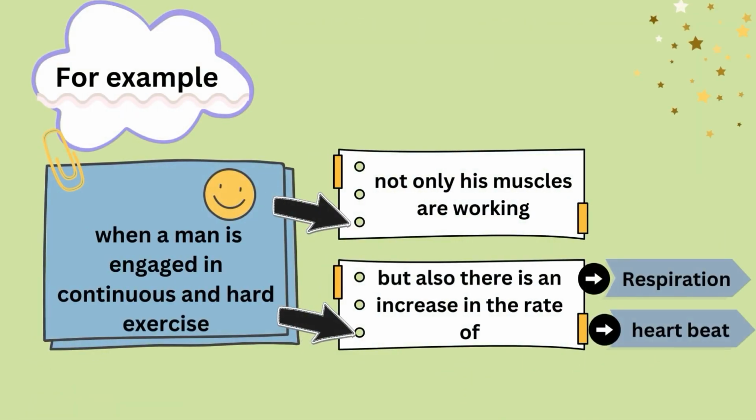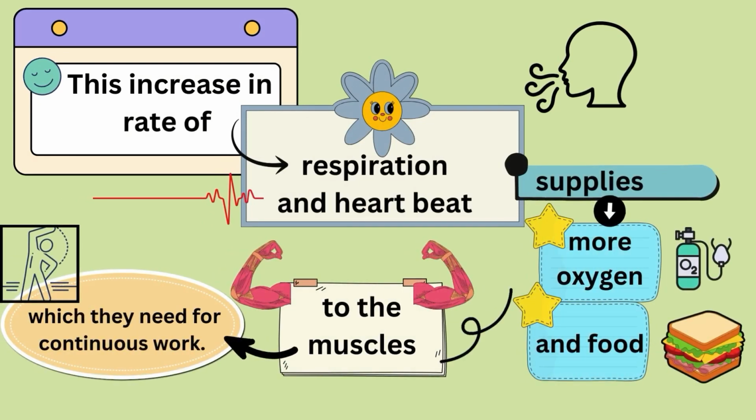For example, when a man is engaged in continuous work, like hard exercise, not only his muscles are working, but also there is an increase in the rate of respiration and heartbeat. During exercise, this increase in the rate of respiration and heartbeat supplies more oxygen and food to the muscles, which they need for continuous work.